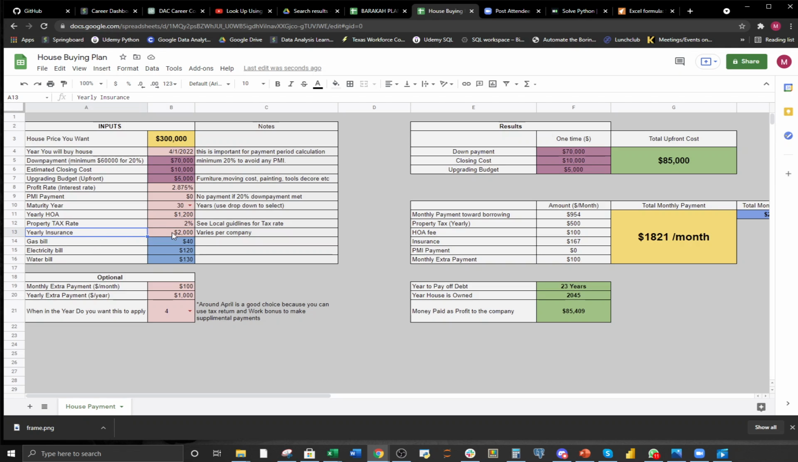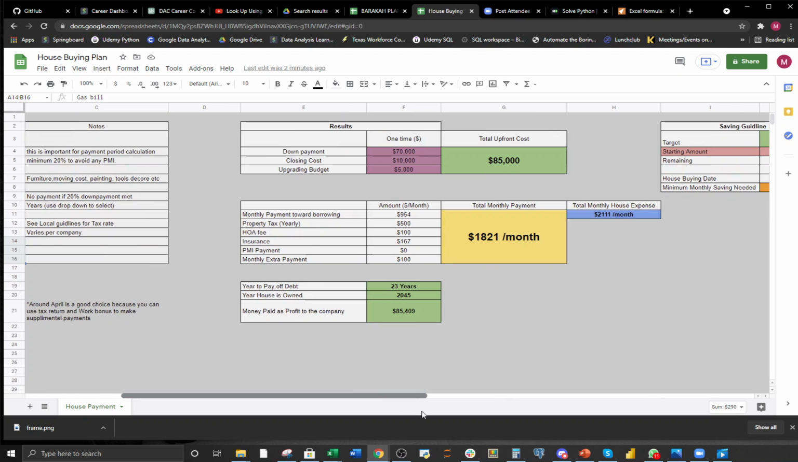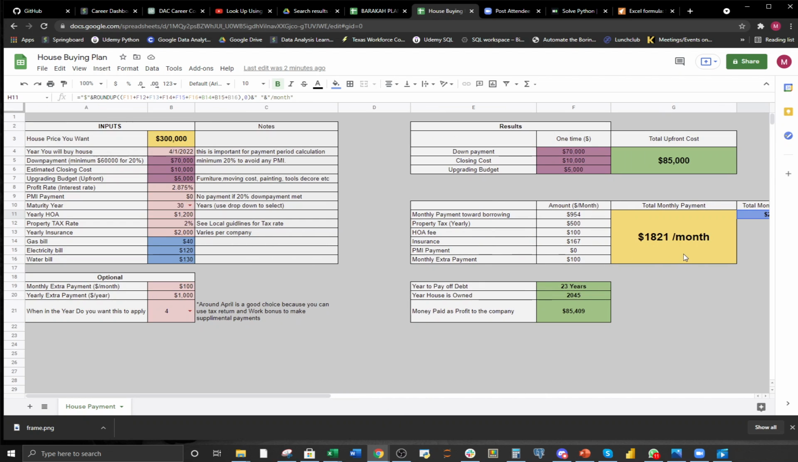So just Google this number to be precise, depending on which state you're buying the house in. And then for the yearly insurance, I put 2,000. Again, it depends on the company that you go with. But this $2,000 is pretty realistic for a $300,000 house. And these items are like bills. And this is something that I put just to give an even better estimation of the monthly payment. So this monthly payment does not include any of the bills, but this does. And then I'm going to later explain how these things work, and we'll go with their results.